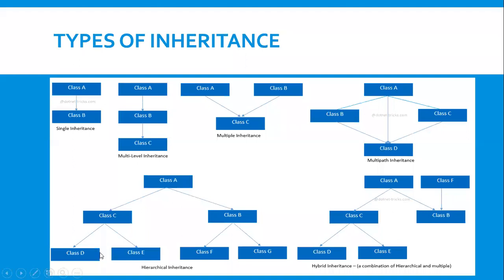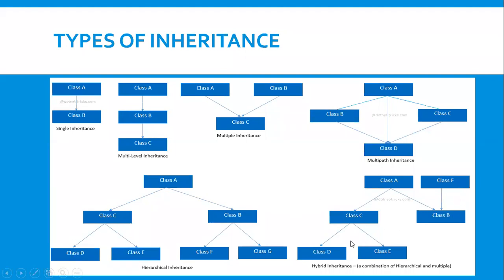And this is what we call a hierarchical inheritance. The hierarchical inheritance generally represents a family tree. For example, think that this class A is your grandfather, and the grandfather has two sons, class C and class B. Class C has two children, class D and class E, and the second son also has two children, class F and class D. So class D and class E have the properties of both class A and class C, and class F, class D have the properties of both class A and class B. So this is what we call hierarchical inheritance.